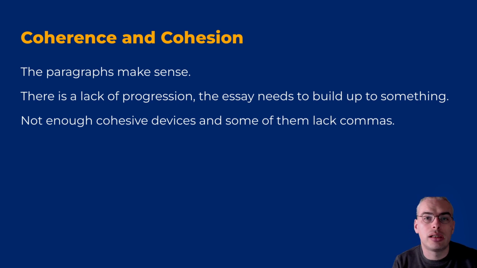The other thing we might look at in coherence and cohesion is how you use cohesive devices. Cohesive devices are little phrases that we often use at the start of sentences to help organize your writing. Now, the author does use things like "for example" and "to conclude," but I would love to see some more of those in this essay.